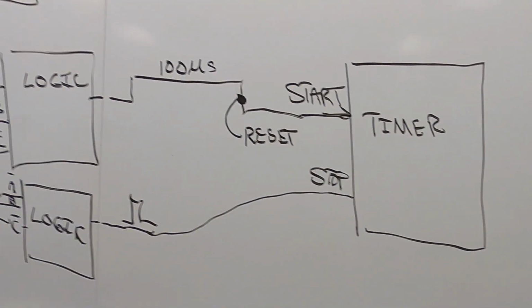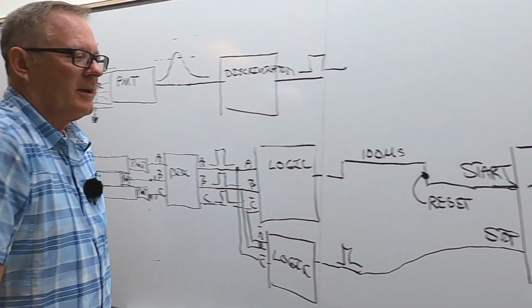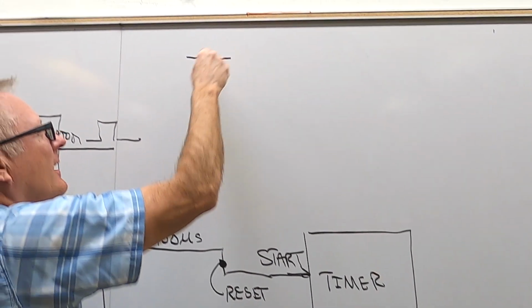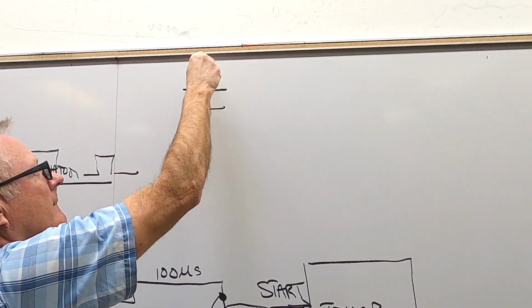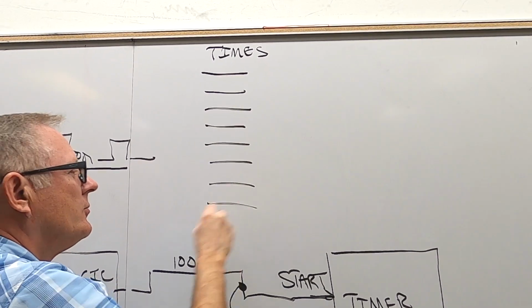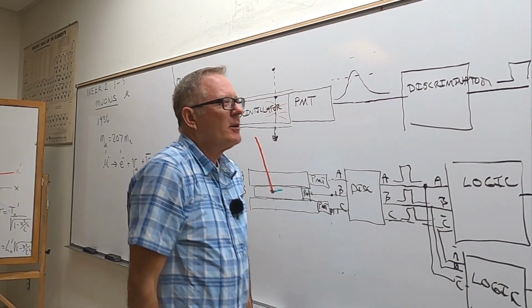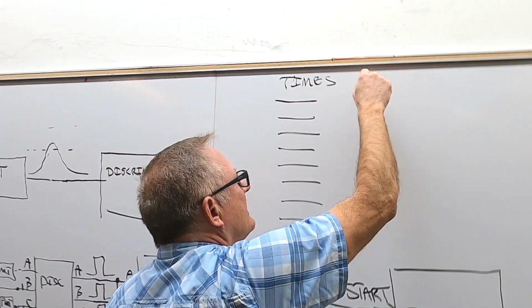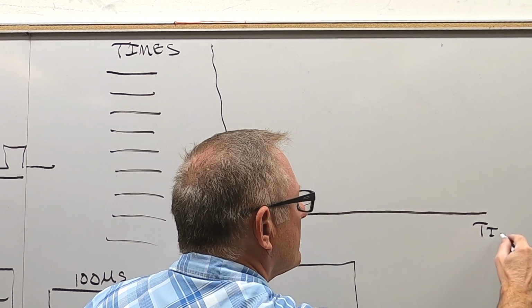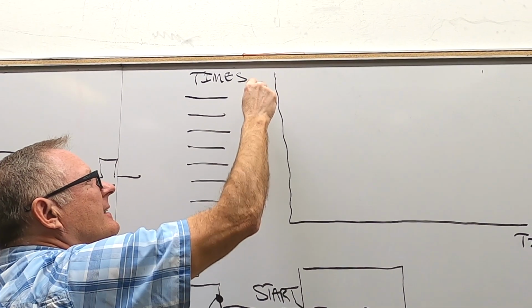Okay. So what am I going to get? Start, stop, start, stop, start, stop. Right here, what I'm going to get is a list of times. So I'm going to get a bunch of times right here. A whole bunch of times right there. And now if I were to plot those out, these times, so on this axis, I'm going to plot the time. And on this, I'm going to plot how many I got at that time.